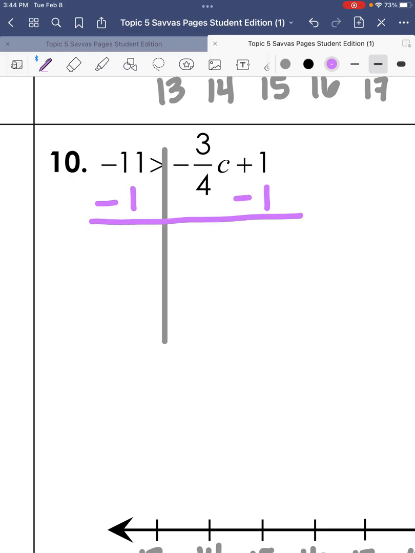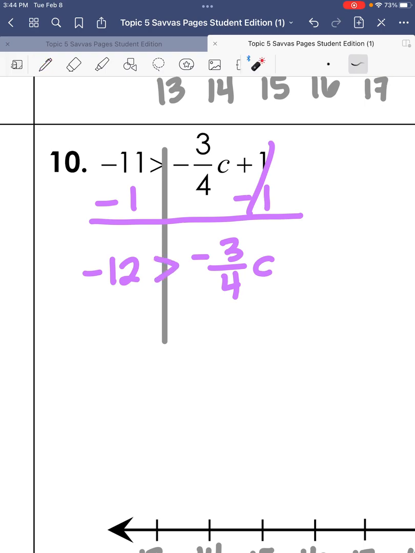Now on the side with the variable, my 1's cancel out and I can bring down negative 3/4 c. Now on the other side, negative 11 minus 1 is negative 12. Now did subtracting 1 make me change my sign? No, it did not, so it stays greater than. So now I have c attached to negative 3/4, a fraction, through multiplication.